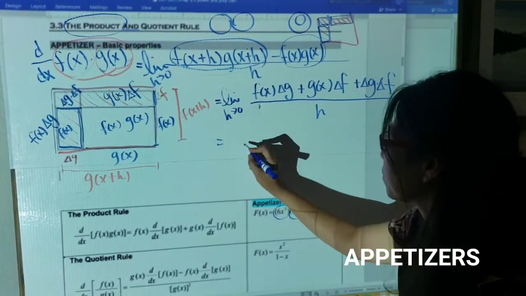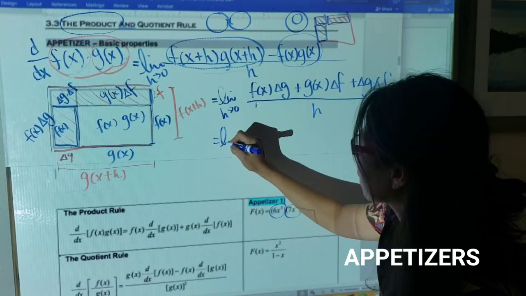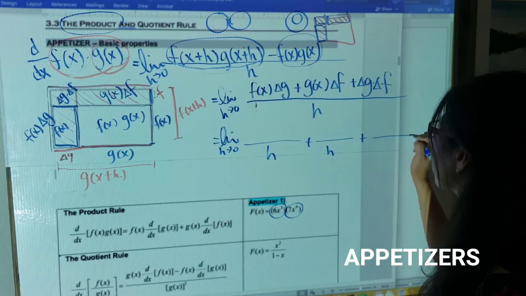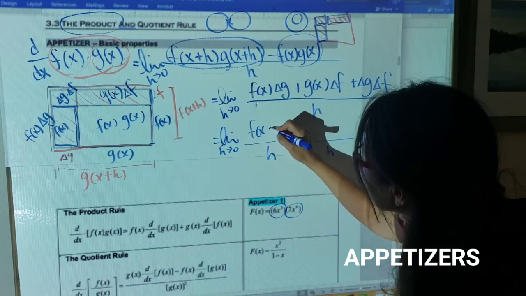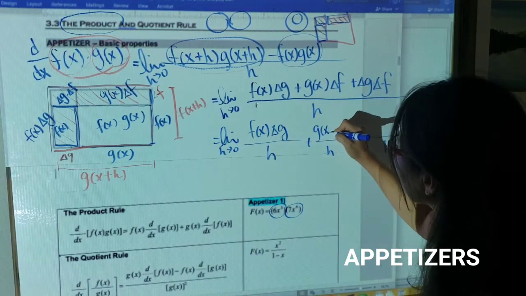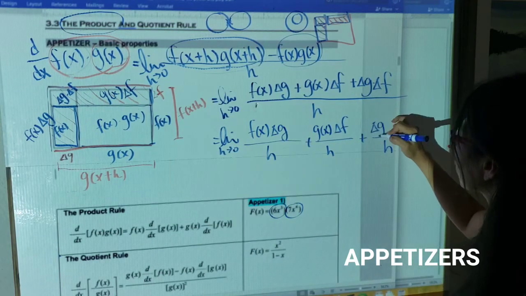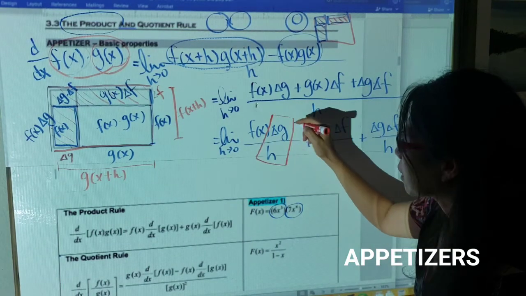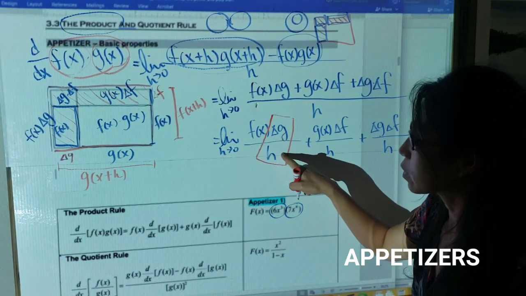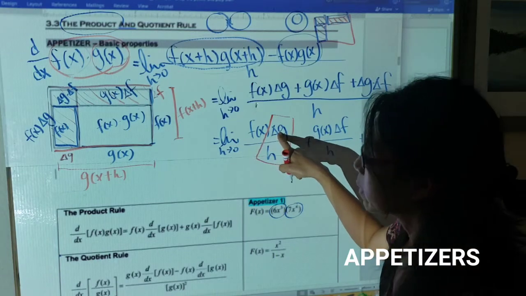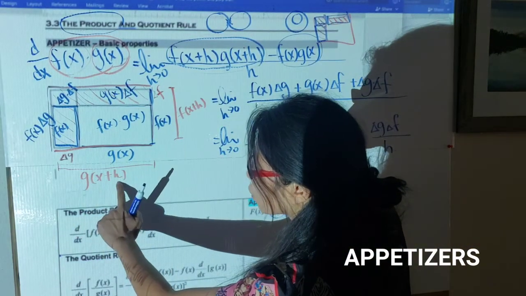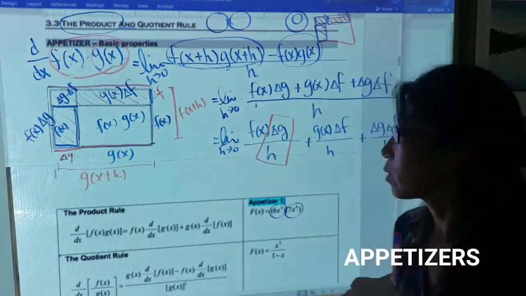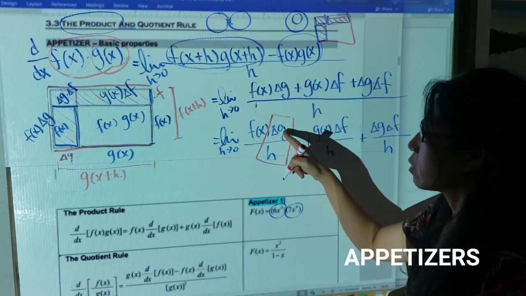Okay, almost there. So from here, what we do, now we can separate this limit. So it is going to be limit h goes to 0 of f of x delta g over h, plus g of x delta f over h, plus delta g delta f over h. Now carefully look at this, what does this mean? I said that's changes of g over h. What does that mean? Do you see that g of x plus h minus g of x is this guy? So if you put that one over h, do you see that another rate of change? So that's the rate of change of g.